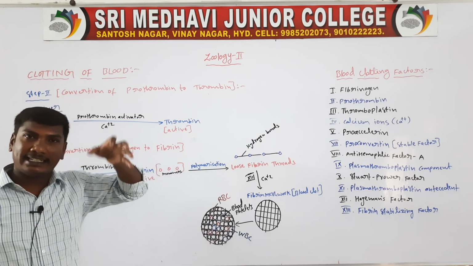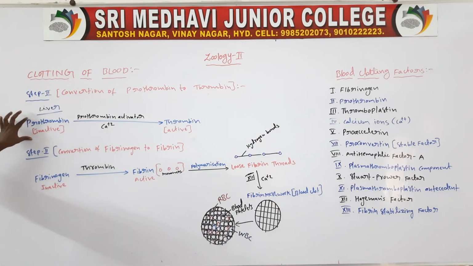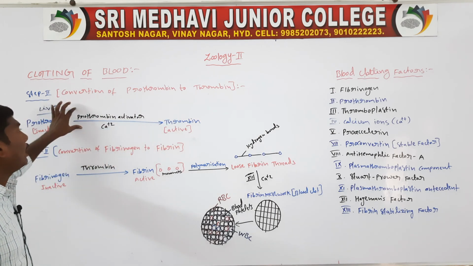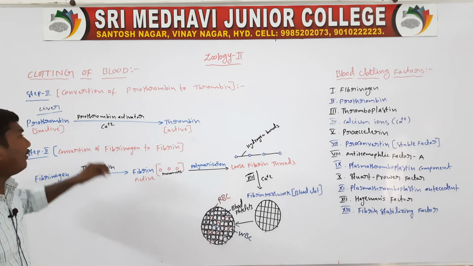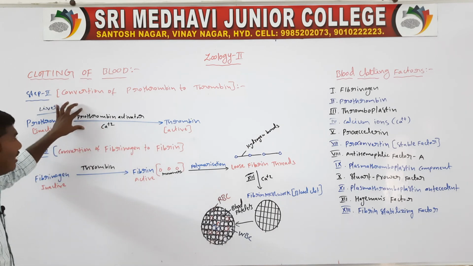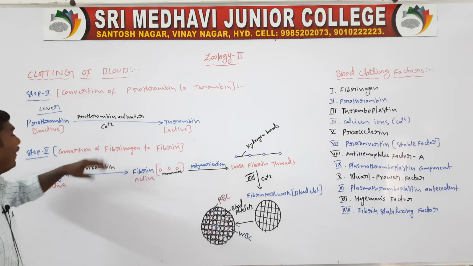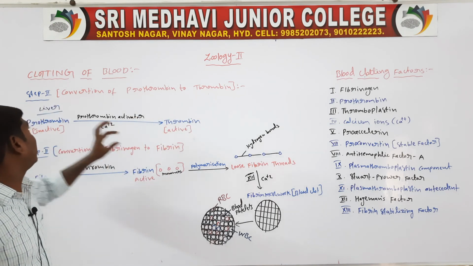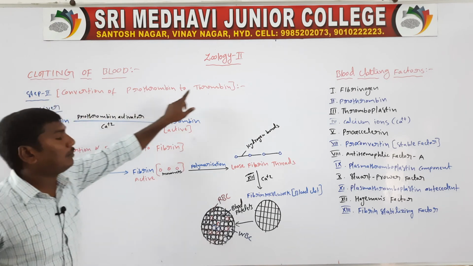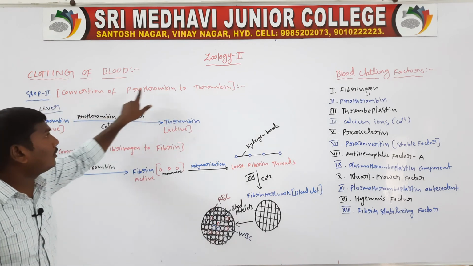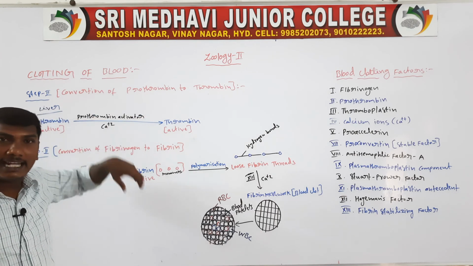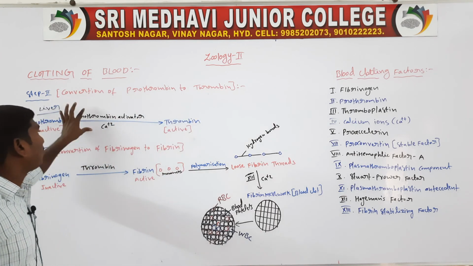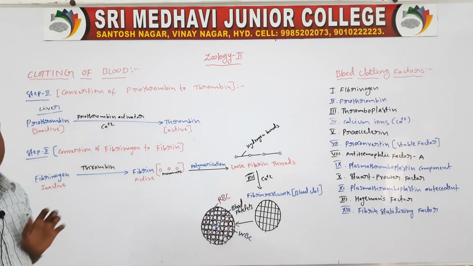The liver secretes the protein prothrombin, which is inactive. This inactive prothrombin is converted to active thrombin in the presence of prothrombin activator and calcium ions. These two convert inactive prothrombin to active thrombin. This is step 2, conversion of prothrombin to thrombin.